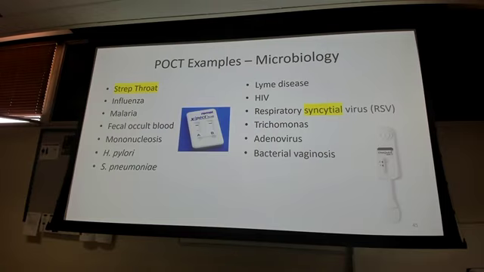All right, and then here's some more examples under microbiology. So strep throat is very common. You all will do that a lot. You all will do influenza, RSV for the babies, BV, trichomonas, and one that's not on here that should be on here is the COVID-19. That falls under the micro point of care test as well, that rapid COVID-19 test.